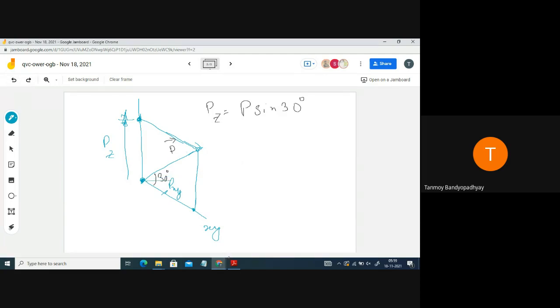Anyway, let this be the way we draw. This is x, this is y. So you have P, and P_xy you break into two components. You draw a line parallel to the x axis, this is the P_y component, and you draw a line parallel to the y axis, so where you meet, this one is the P_x component. Clear?